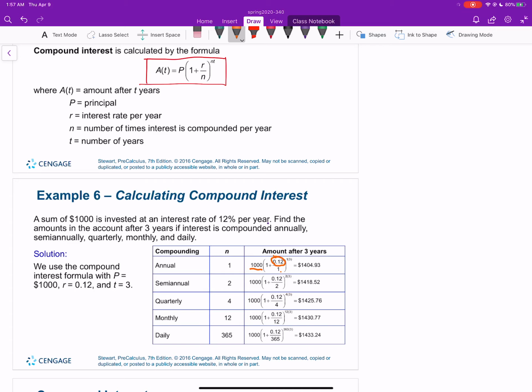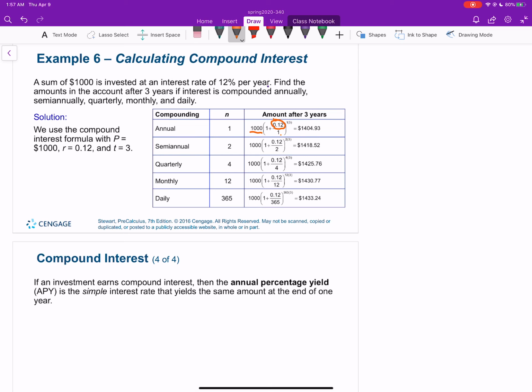And then daily is every day you want to compound. So that means that for 3 years, that's 365 times 3 times that you will be doing this. And you divide the rate by what? 365. Okay.